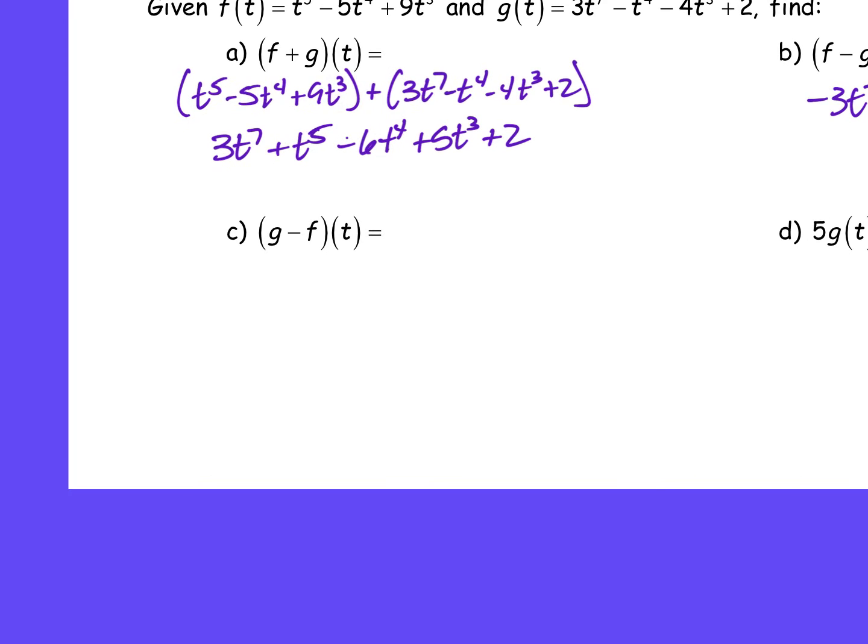And C is G minus F. So what do I get? Somebody? Anybody? Okay. 3t to the 7th minus t to the 5th plus 4t to the 4th minus 13t cubed plus 2.